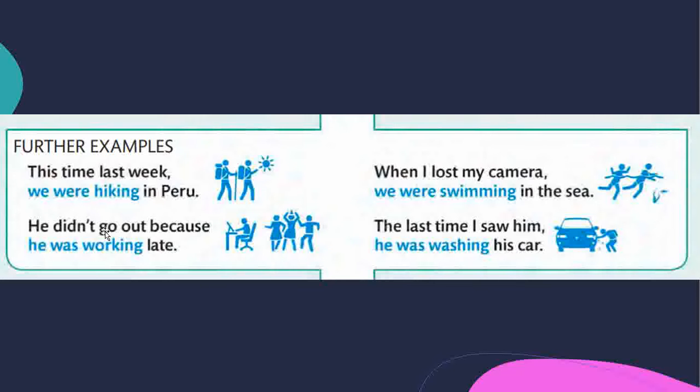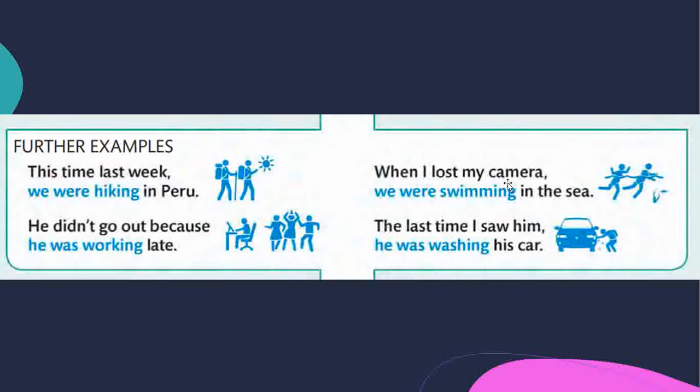He didn't go out because he was working late. He is the subject, was is the auxiliary, and working is the main verb with the ing form, which we know as the present participle. So together it is past continuous tense. Was and the verb with ing is known as past continuous tense.